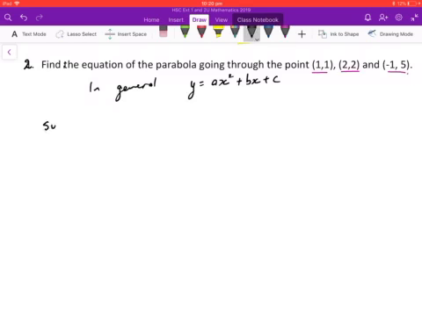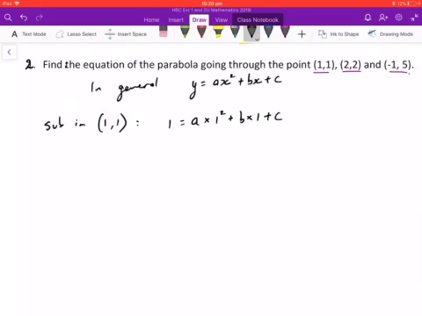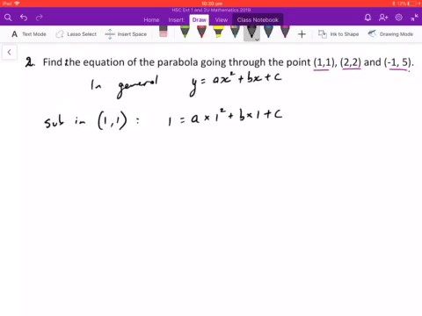So we sub in (1, 1). So 1 is equal to a times 1 squared plus b times 1 plus c. I'm just taking that point and substituting it into my expression for ax squared plus bx plus c. So, well, that's just a plus b plus c is equal to 1. Well, that's good.